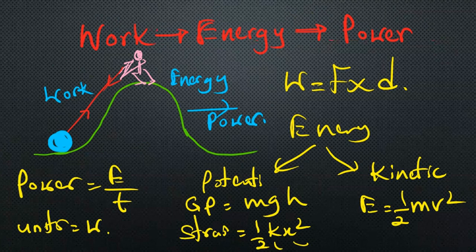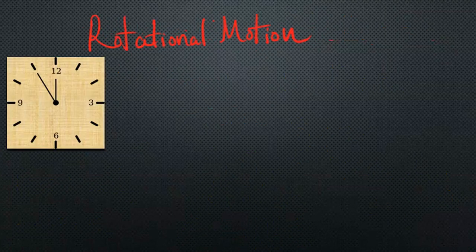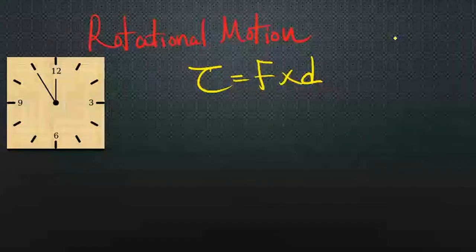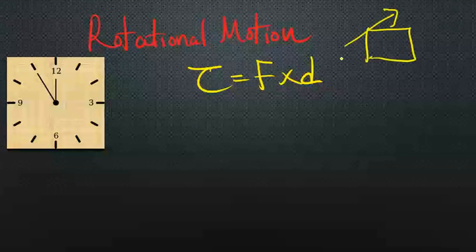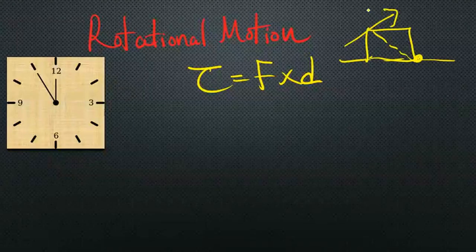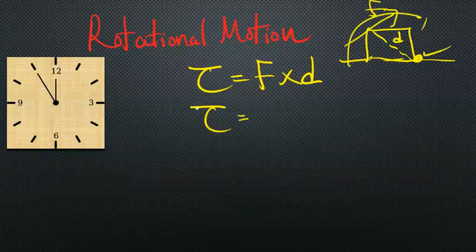Moving into rotational motion. To rotate something, we need to apply a torque. Torque equals force into displacement towards the center. Torque. So when applying a force, the force will be this and distance will be this, F into D, and it will rotate around this point. Tau equals Fd. Then next equation, tau equals I alpha.